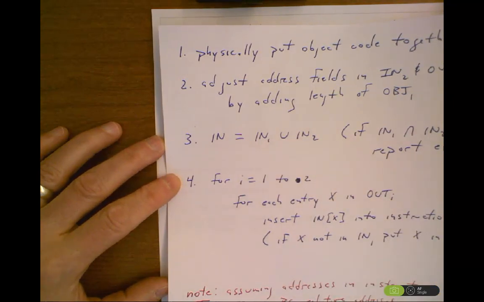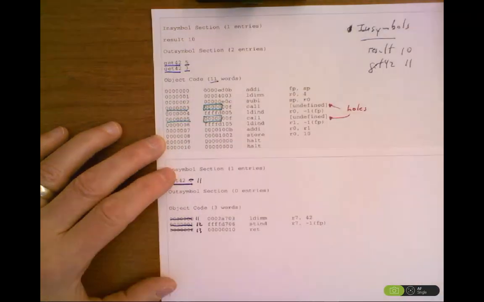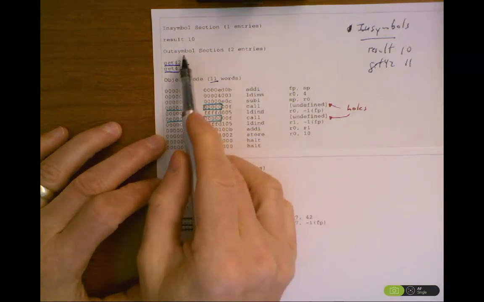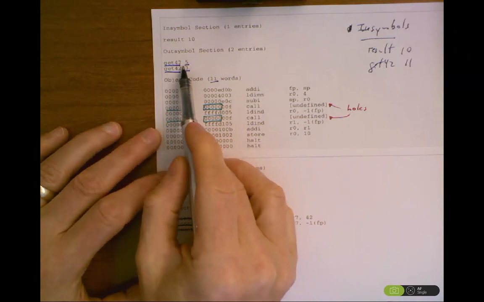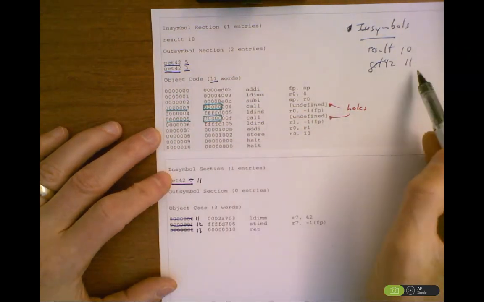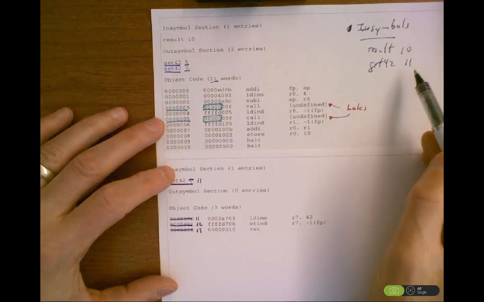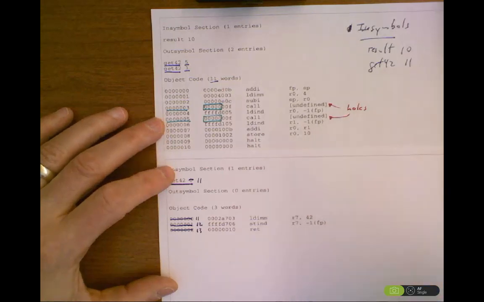Step 4 then is to try to resolve any out symbols: look up any out symbols in either file and see if they're in the new combined in symbol table. Okay, in this simple example, I only have one out symbol. It's in the first file. I have one out symbol, but it has two occurrences. So I look up get42 and the result is now address 11. Okay, address 11.